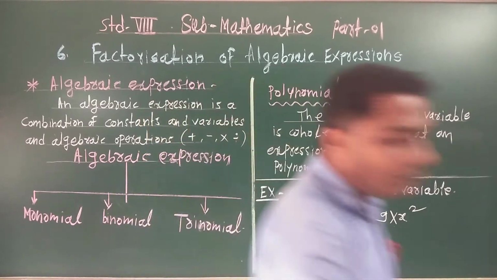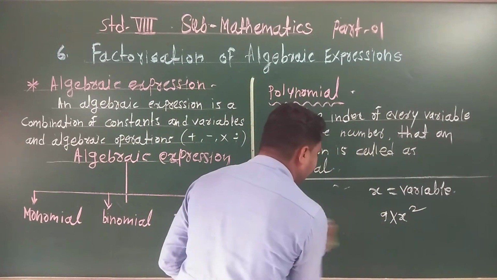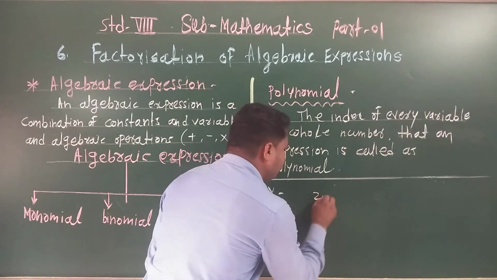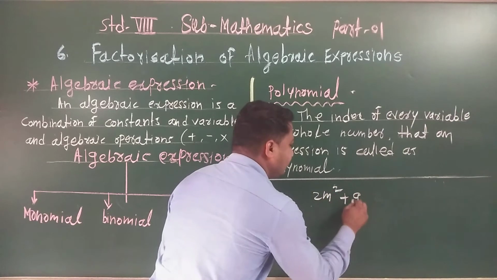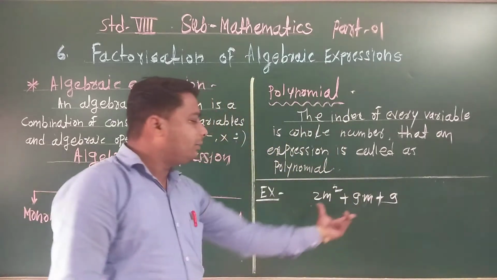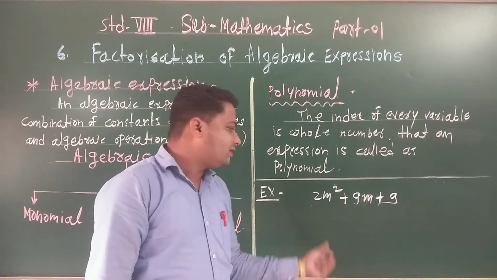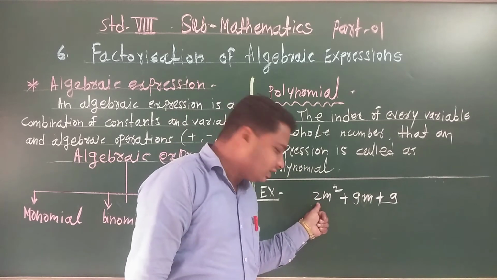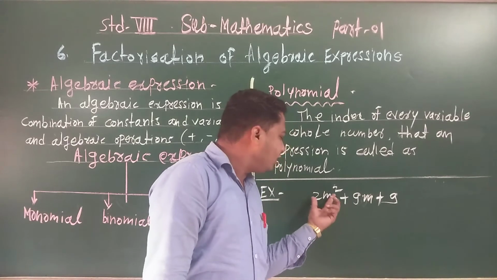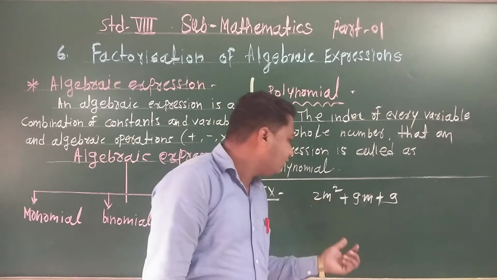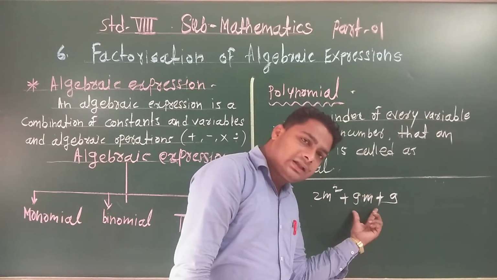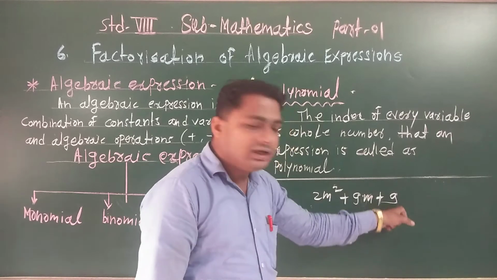Let us give another example of an algebraic expression: 2m square plus 9m plus 9. So that is an algebraic expression. Here 2 is the constant and m is the variable, so that is one term. Then 9 is the constant and m is the variable, so that is another term, 9m.